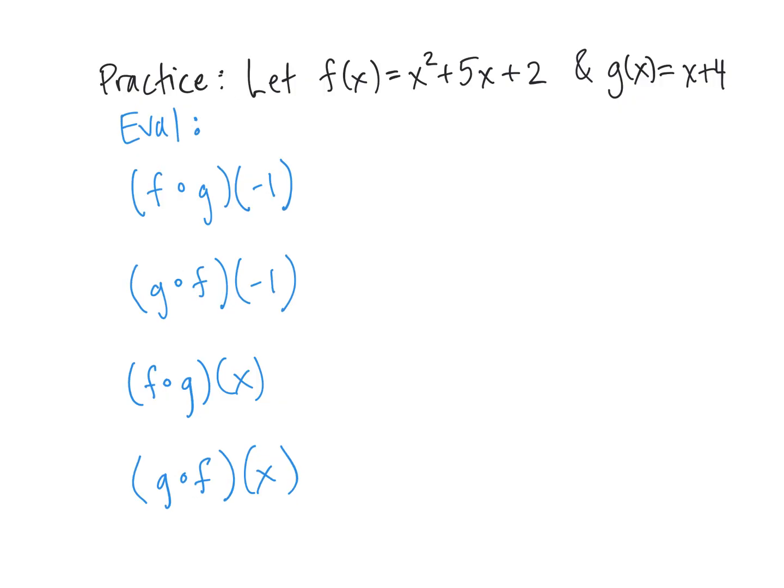Okay, so we're going to try the bicycle without the training wheels. Let's let f of x equal x squared plus 5x plus 2, and let's let g of x equal x plus 4. Let's make an attempt to evaluate f following g of negative 1, then g following f of negative 1, then f following g of arbitrary x, and then g following f of arbitrary x. Okay? So, when you're ready to go, hit pause, get to work, and when you come back, I will have my answers ready.